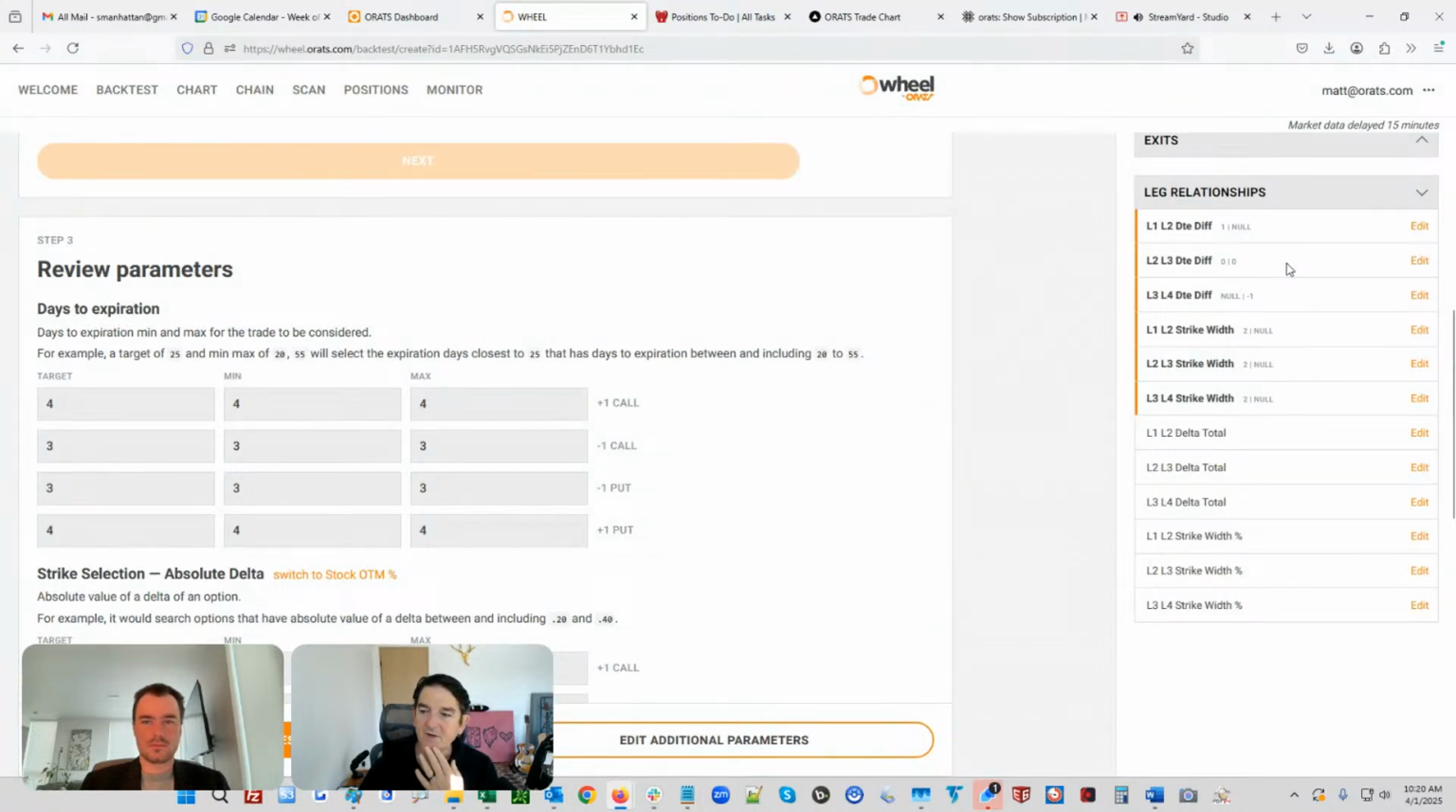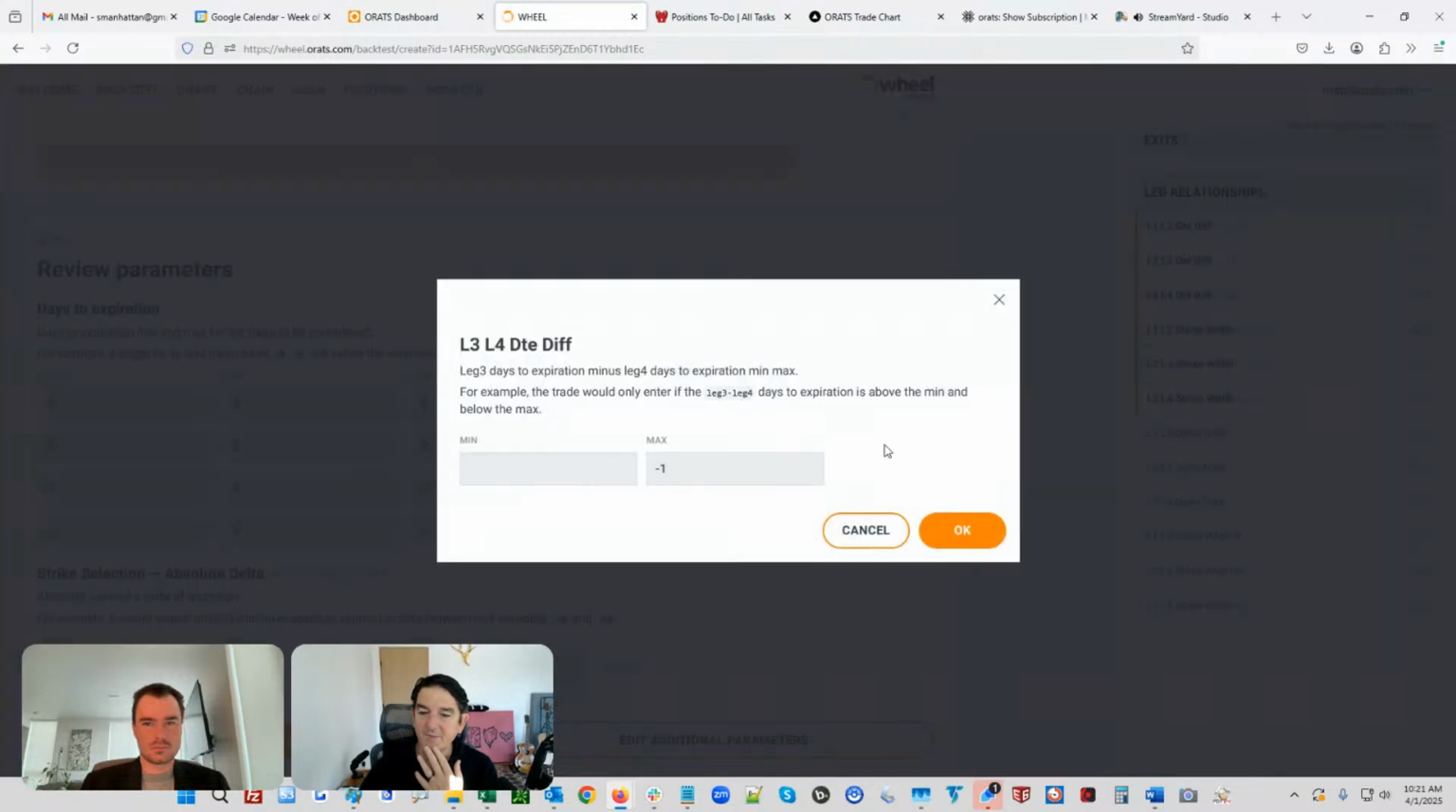And then leg 2 minus leg 3, you want that to be the same. And then leg 3, the short put, minus the long put. So that's going to be shorter term. If that's 3, and that's 3 minus 4, that's -1. So -1 is the max on that one. Does that make sense so far, Tyler?